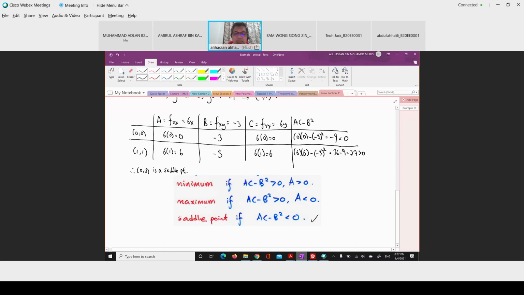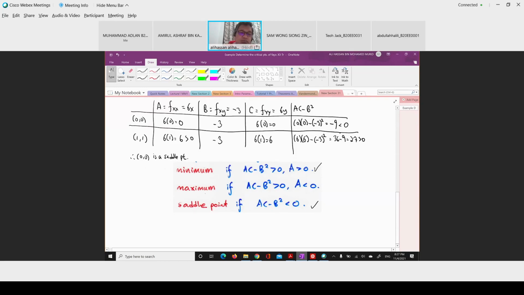So AC minus B squared is greater than 0. However, A is greater than 0, right? Here, A is greater than 0. Minimum point. So 1, 1 is a minimum point. Okay? So the conclusion is 1, 1 is a minimum point on the surface. It's a minimum point on the surface.